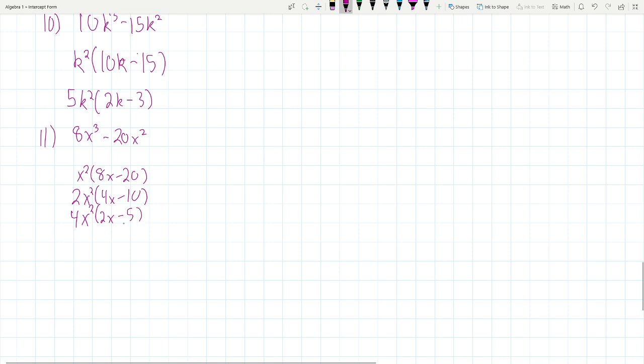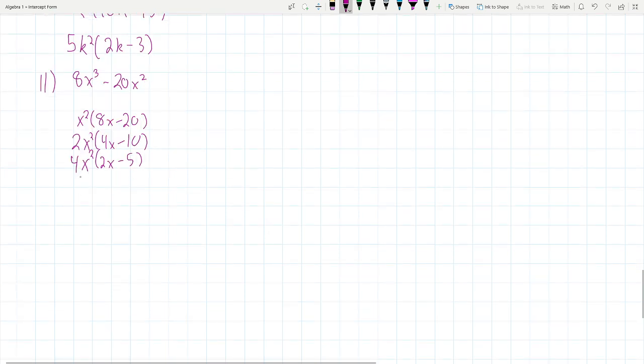All right, do 2 and 5 have anything in common? No, just 1. And so now I could, if I wanted to, go back and distribute this and I'd wind up with 8x cubed minus 20x squared. That's my check. And so this is my final answer.